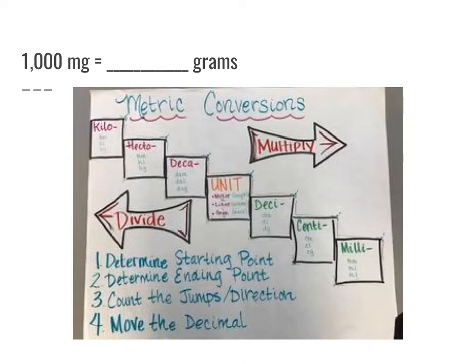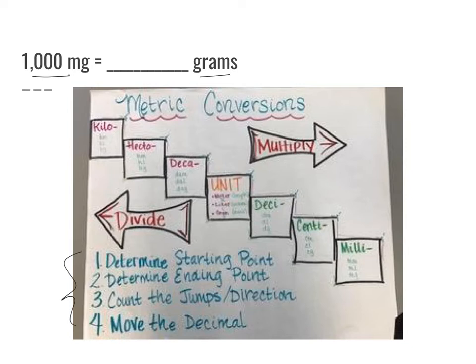So here's the actual conversions, and I have a little bit different anchor chart because I think this one's a little easier to use. I know it's a little blurry here, but I think you can still follow it. So if we were to convert 1,000 milligrams to grams, there are 4 basic steps that we need to use. First, you determine your starting point. Then you determine where your ending point is.